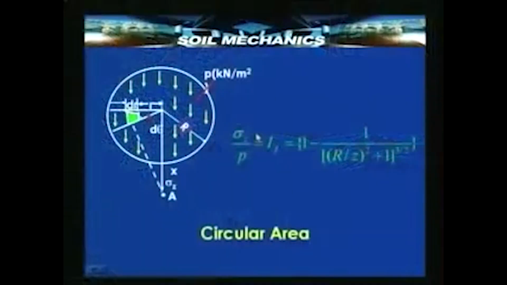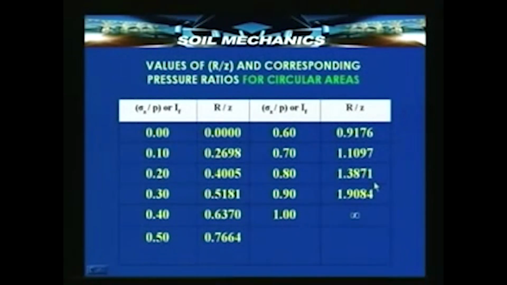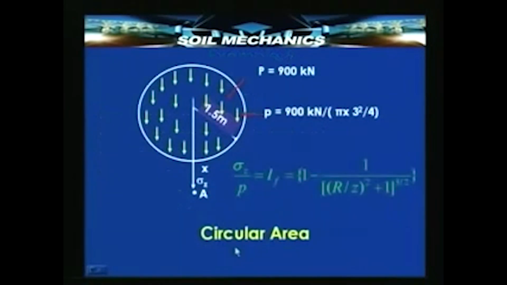The principle of Newmark's chart is based on the stress distribution beneath a circular loaded area. Suppose you take this circular loaded area, the influence factor is 1 minus 1 upon (r by z whole square plus 1) to the power of 3 by 2. Now, you remember we saw a table some time back in which we have the influence factor corresponding to different r upon z values. So, that is what we make use of here.